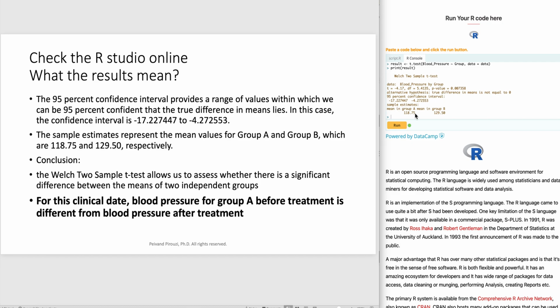So what is the conclusion from this t-test? The conclusion is that the Welch two-sample t-test allows us to assess whether there is a significant difference between the means of two independent groups, and for this clinical data, blood pressure for group A before treatment is different from blood pressure after treatment.